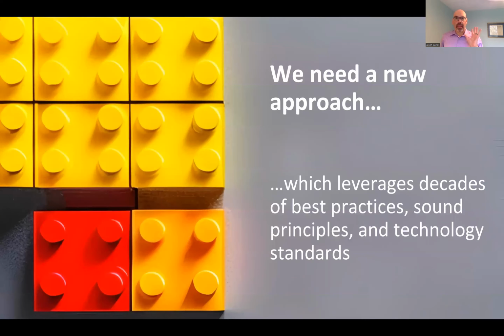It's a thoughtful set of principles that have been developed by a lot of people over a long time that utilizes and leverages the best practices, sound principles, and the widely adopted technology standards that have been built and deployed over the decades, and takes those and puts those together in a new way that is going to be much more effective. So this is not about throwing anything away, except maybe your VPN and maybe a NAC.